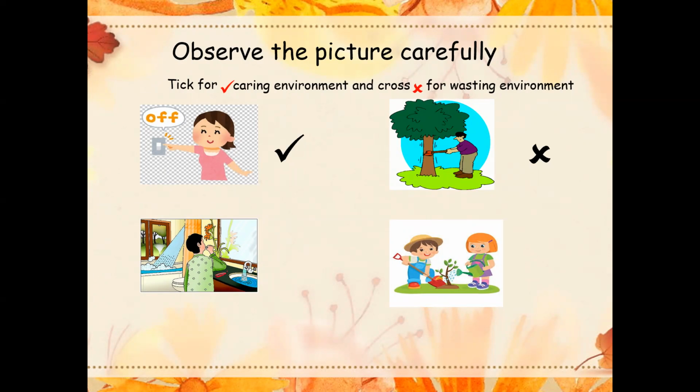What about the third picture? A boy is brushing his teeth and he is wasting water when he's not needing it. It's wrong. It's wasting environment. What about the next picture? Watering the plant. Yes, it is correct answer, children. It is caring environment. So you've done a good job.